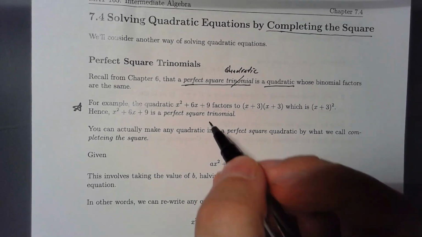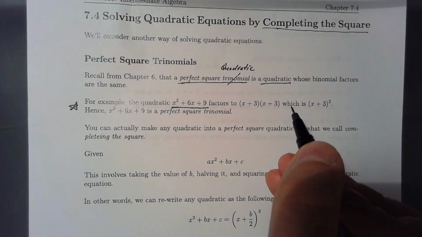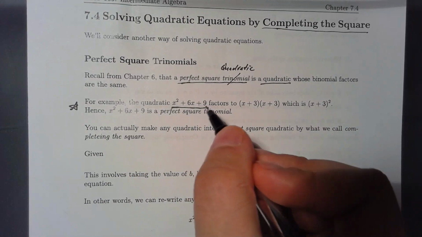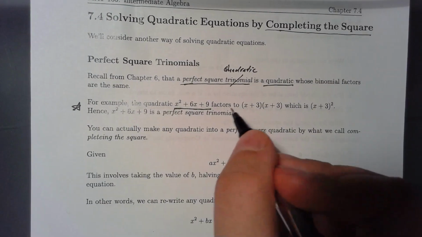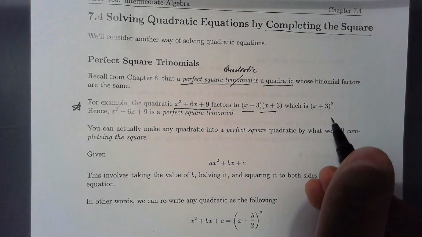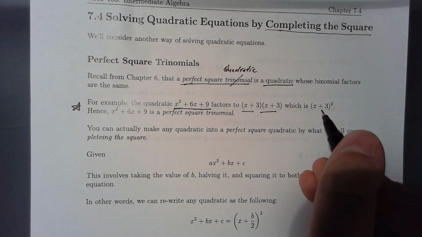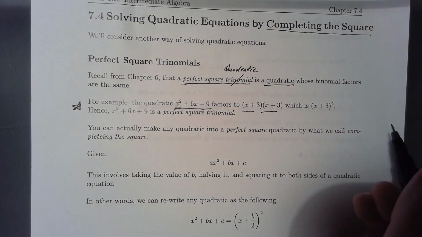So for example, this right here, that's a quadratic. But it's also a perfect square quadratic because when you factor it, you get two identical binomial terms, x plus 3 and x plus 3, which you could write as x plus 3 quantity squared.